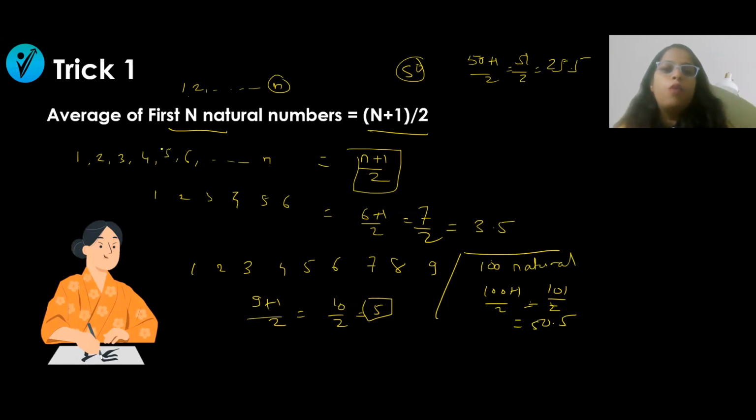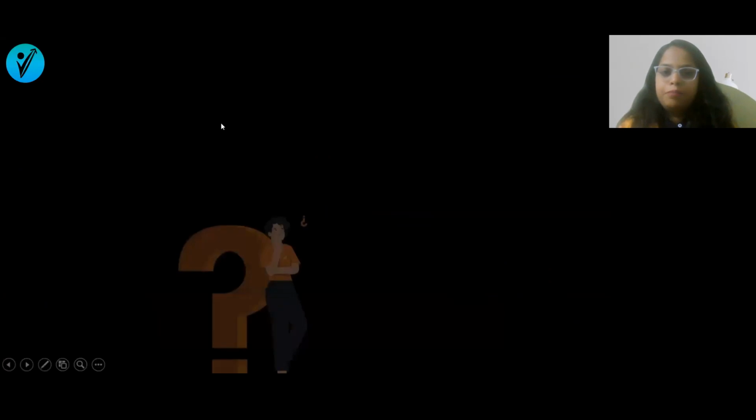So similarly, there is a question for you. What is the sum of first 20 natural numbers? You have to answer in the comment section. What will be the average of first 20 natural numbers? Okay, this is your first question. So answer in the comment section. And now let's jump towards the second trick.